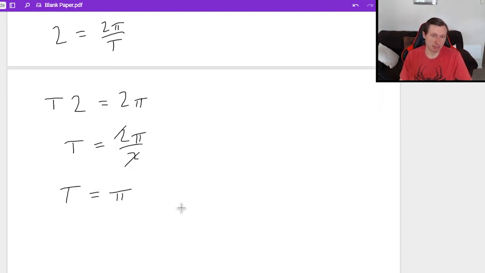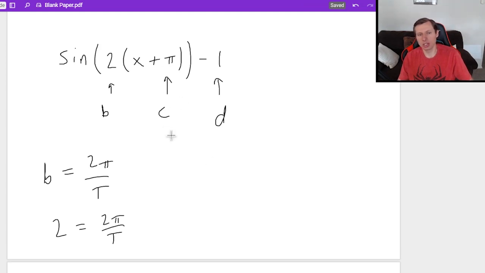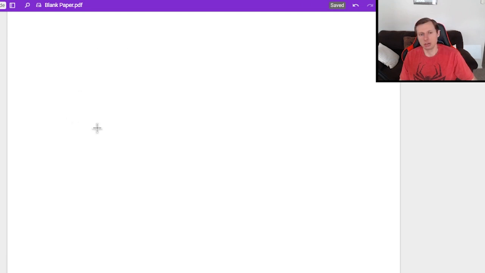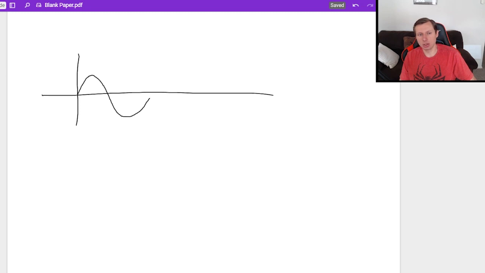The period is pi. Now for c, the horizontal shift, that's going to be a shift of just pi to the left, and that's because it's plus pi, so it's a shift of pi to the left. And then the d, the minus 1, that's going to be a shift of 1 unit down. And there we go. That's everything I need to know for the graph. It's also sine, which means I'm going to start at 0, 0. So the first thing I'm going to do is graph a normal sine graph just to show you what it looks like.